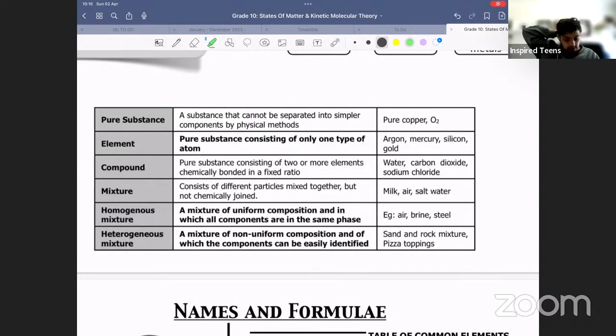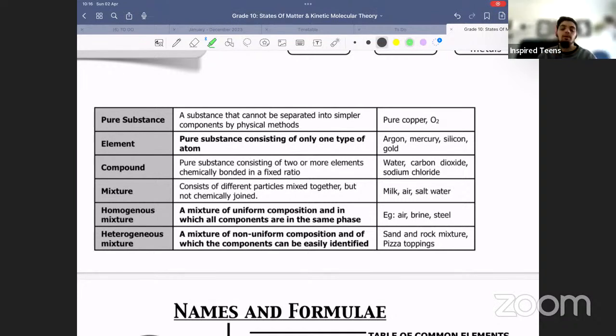A pure substance is a substance that cannot be separated into simpler components by physical means. Pure substances consisting of only one type of atom are known as elements, and compounds are pure substances consisting of two or more elements chemically bonded in a fixed ratio. A mixture consists of different particles mixed together but not chemically joined, right? We discussed that.